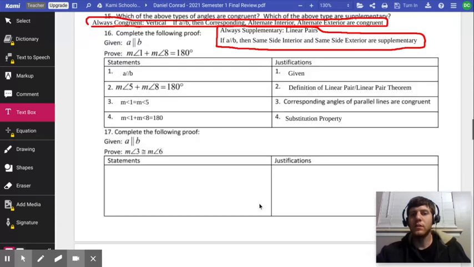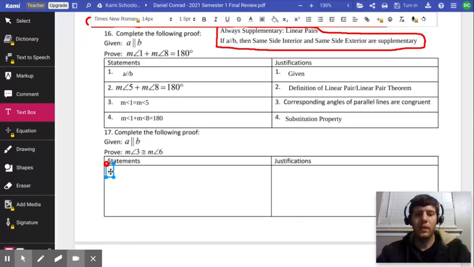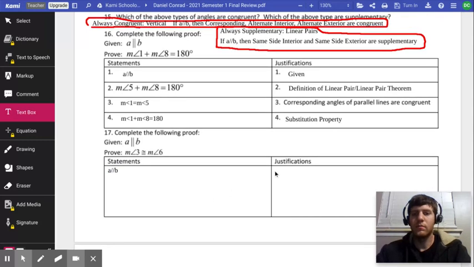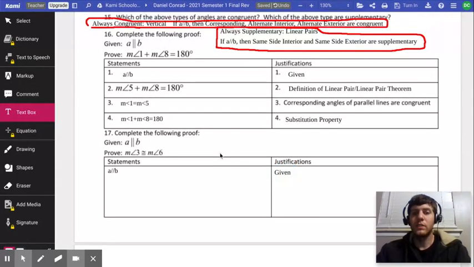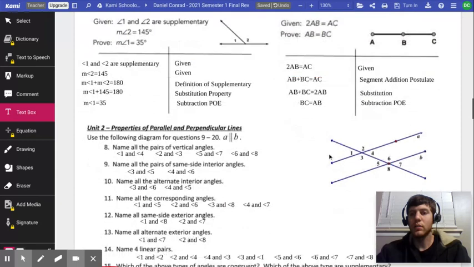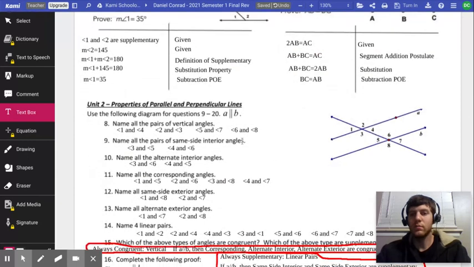Okay, 17, we're going to essentially do the same thing here. So given is our first step. So A is parallel to B. That's our given. Okay, we're trying to get from 3 to 6. So we're just going to start at 3. I would start at 3.